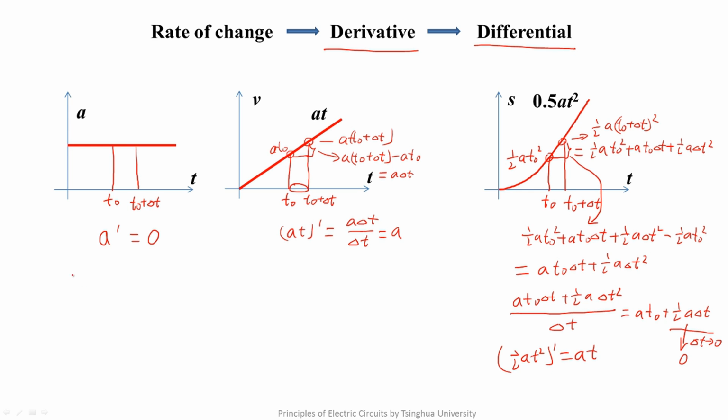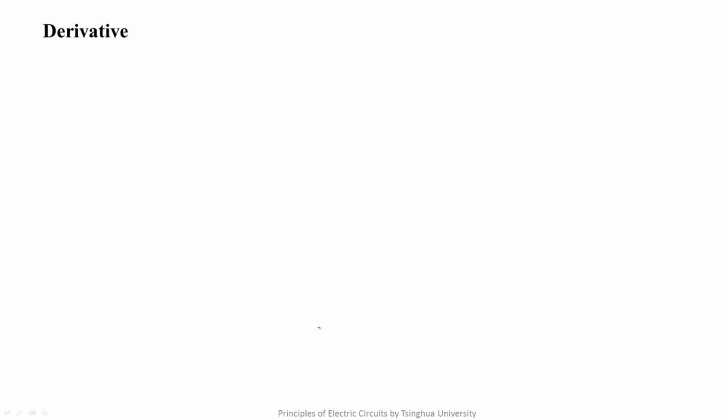You may find from the discussion on the accumulated effect in the previous page, we know the integral of a is a times t. And the integral of a times t is 1 over 2 times a times t squared. In this page, we know the derivative of 1 over 2 times a times t squared, that is the rate of change, is a times t. The derivative of a times t, that is the rate of change, is a. Now you can find that the accumulated effect and the rate of change, that is the integral and the derivative, are closely connected. Here are the derivative of some common functions.